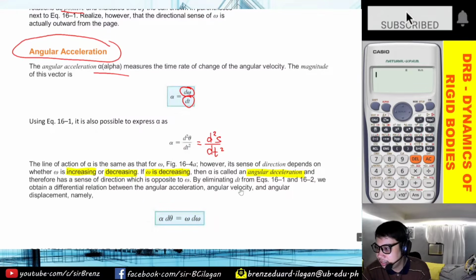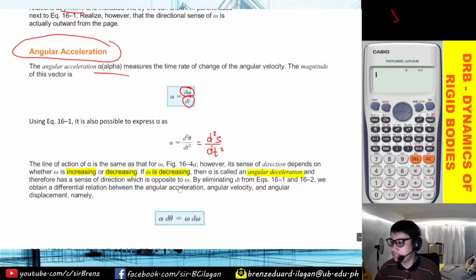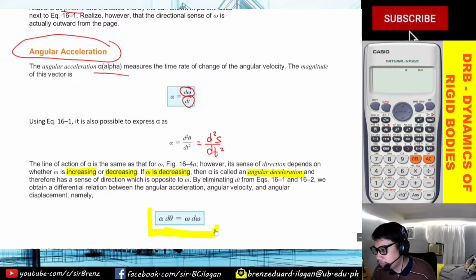So, by eliminating dt from equations 16-1 and 16-2, we obtain a relationship between the angular acceleration, angular velocity, and angular displacement, namely this equation. So, where did we get this?